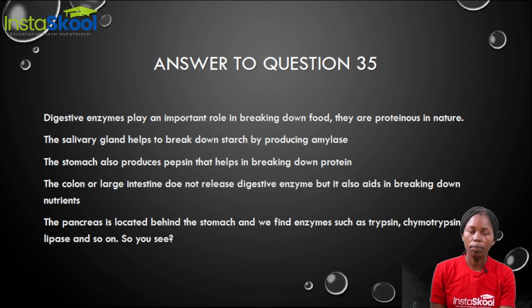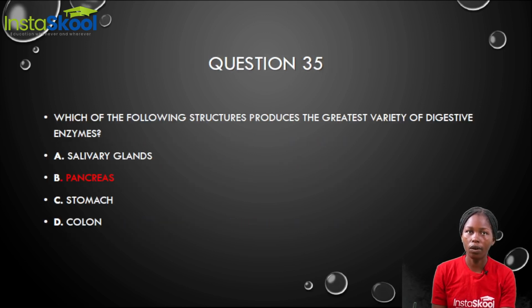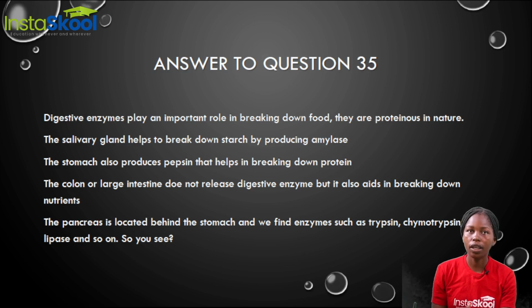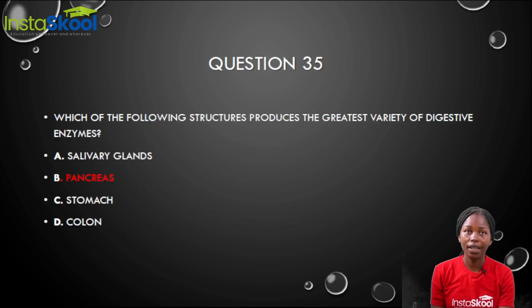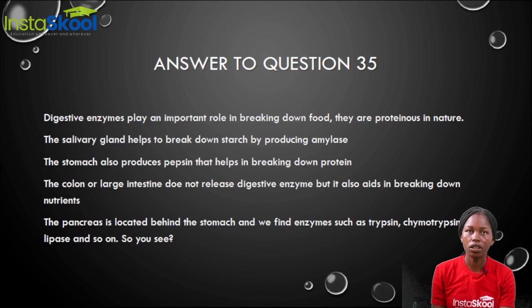Now, the pancreas, which is the last of our options. The pancreas is located behind the stomach. And in the pancreas, we find enzymes such as the trypsin, the chymotrypsin, and the lipase. So we see that the pancreas produces the greatest variety of digestive enzymes.